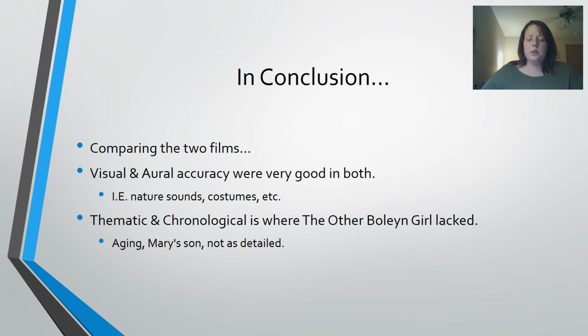And I don't think the movie was very detailed at all, and I think a big reason for that is the timing: Anne of the Thousand Days is a little over 2 hours and The Other Boleyn Girl is an hour and 55 minutes. So you can't fit all the detail in an hour and 55 minutes that you can in a movie that's a little over 2 hours. But overall, I feel like they both did good in visual and oral accuracy. It's just that The Other Boleyn Girl should have worked a little bit harder on the thematic and chronological accuracy.